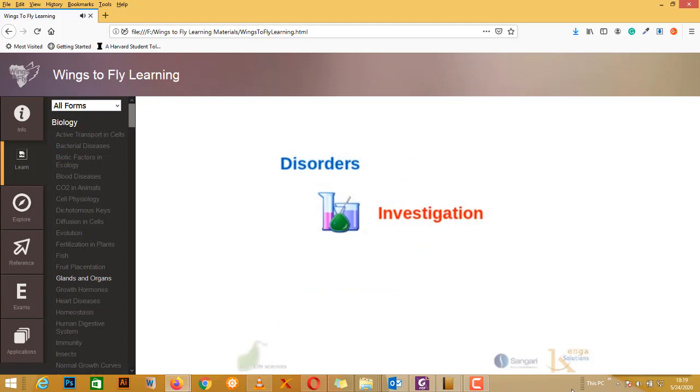As you're going to be doing an investigation to research disorders caused by under and oversecretion of at least one hormone, with different learners researching different hormones, we won't cover any more disorders here. We look forward to seeing what you come up with in your investigation.